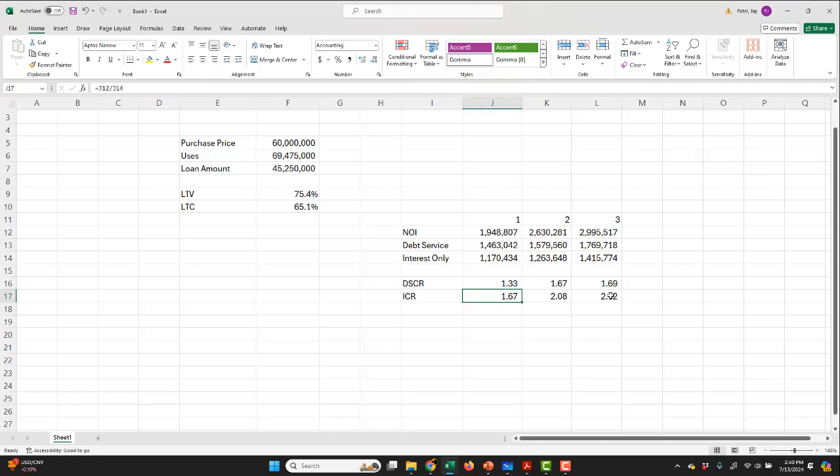Some sponsors, people that are putting together these deals, may over leverage. They may have an LTV that's too high, and it could be argued the LTV on this deal is very high, and it's putting a lot of risk on the deal. So you may look at these numbers and be turned off by it.